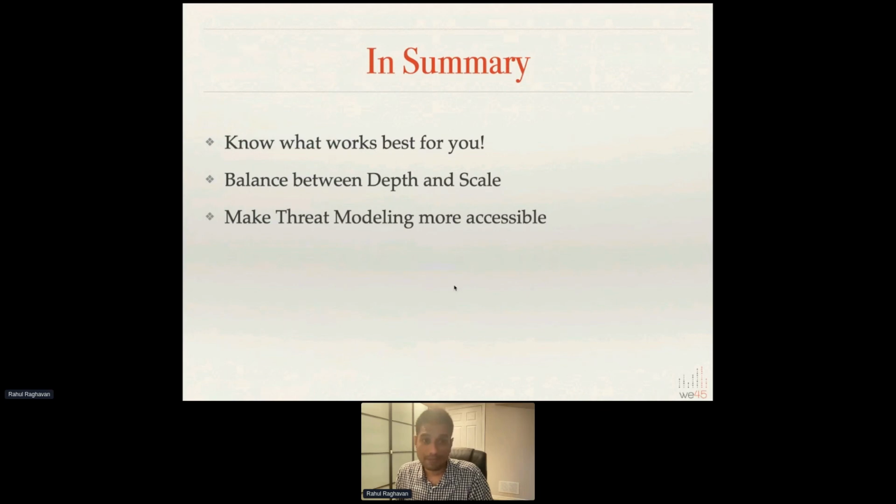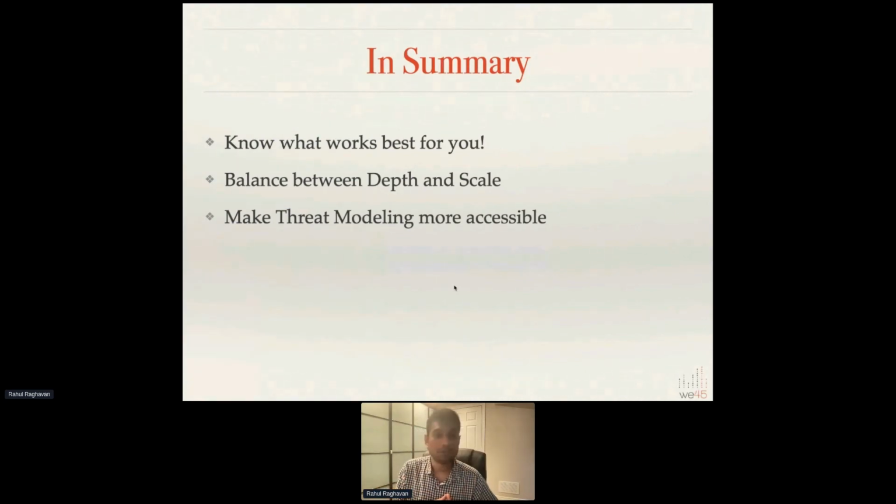It's important that we make threat modeling more accessible. And what I mean by that is we have to make threat modeling more democratic. It's not just a process that one team or one set of personas in product engineering use, but we'll need to figure out ways and means in which various members of the product engineering community are able to contribute and use threat modeling to their benefit as well.